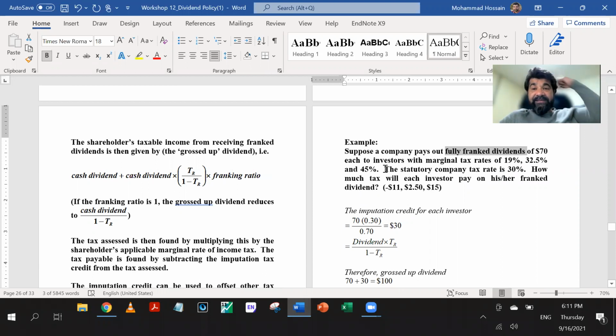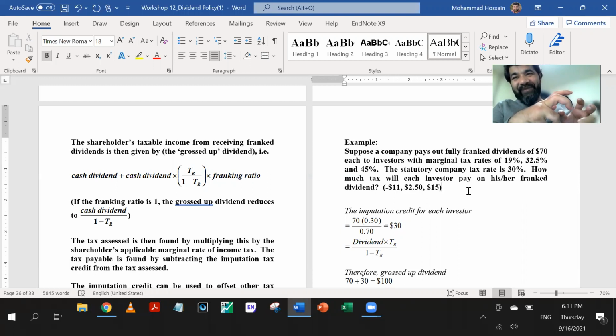All right. The statutory company tax rate is 30%. How much tax will each investor pay on his or her franked dividend? All right. So three groups of people paid the tax on the dividend. One is a group of people who are low earners, and when they pay the tax, their tax rate is 19%.